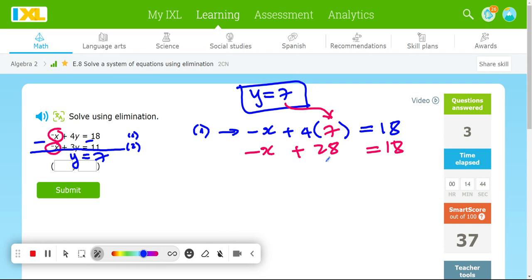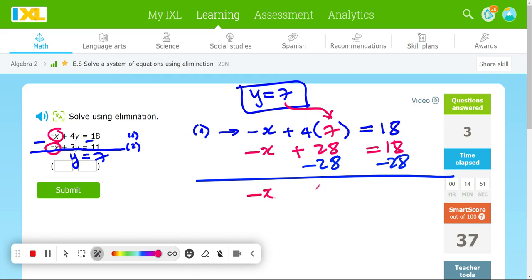Minus 28 on both sides. Okay, minus 28. Then I come out negative x equals negative 10. What's the last step here? By how much? By negative 1. Alright? So negative divided by negative, so that's why you come out x equals 10.